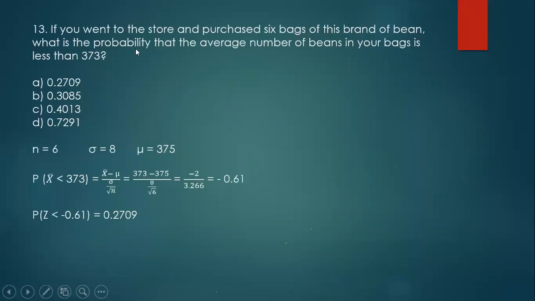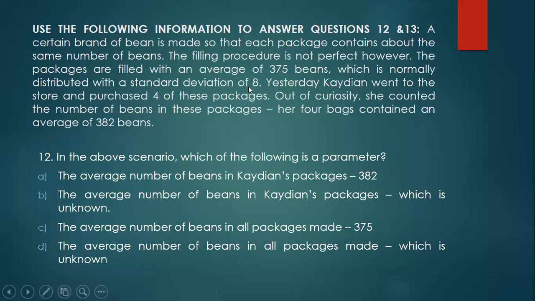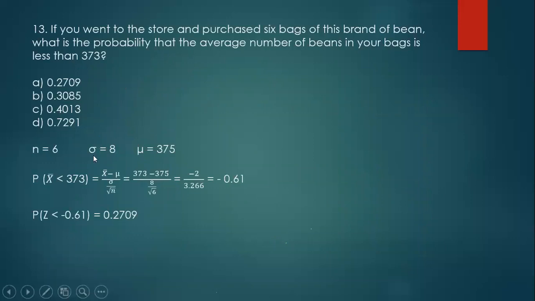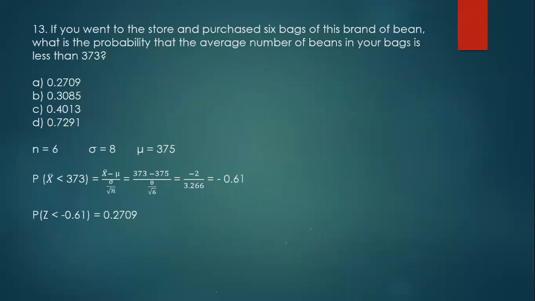So we know that our n, our sample size in this case, would be 6. We know that based on the question before that our standard deviation is 8, which is normally distributed with a standard deviation of 8. And our population mean is 375, because the packages are filled with an average of 375 beans. So they wanted us to find the probability that the average number of beans in your bag is less than 373.